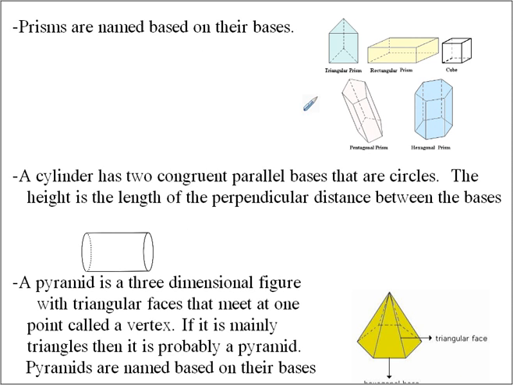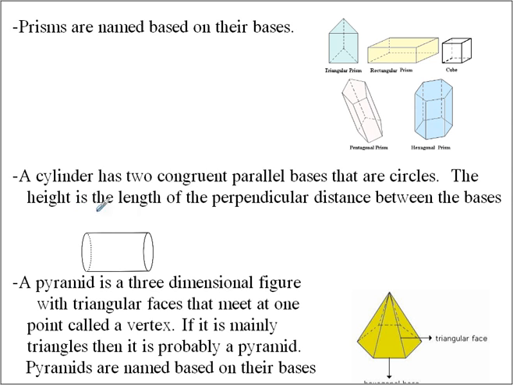Prisms are named by their bases, so this here is a triangular prism because it has a triangular base on top and bottom. Rectangular prism because, well, no matter what, you got rectangles. Here, this is a cube, a special type of rectangular prism. Pentagonal prism, pentagon on bottom and top. Hexagonal prism, hexagons on top and bottom.